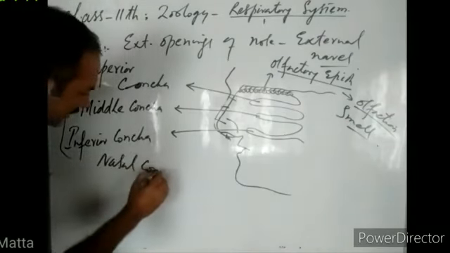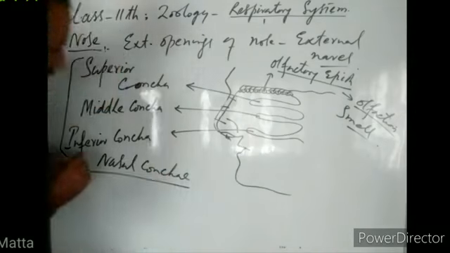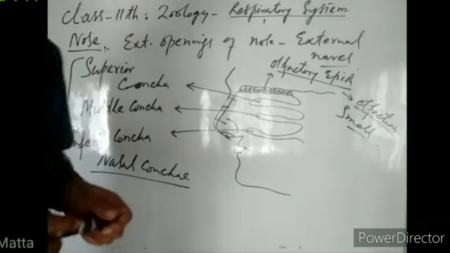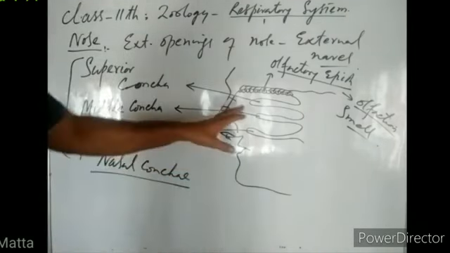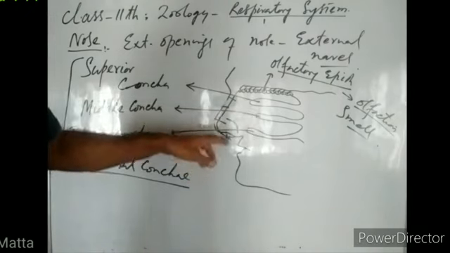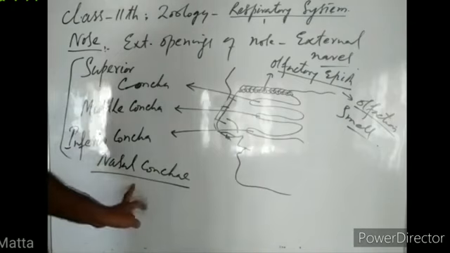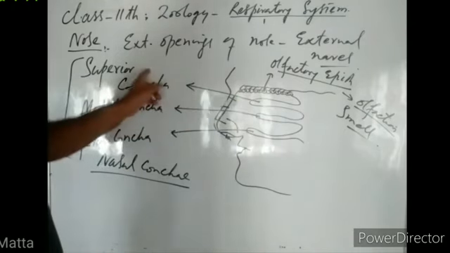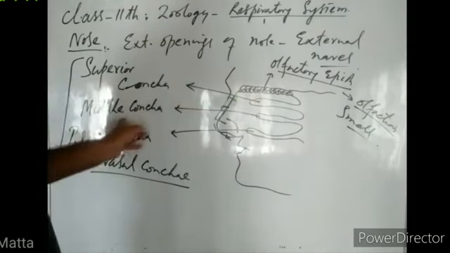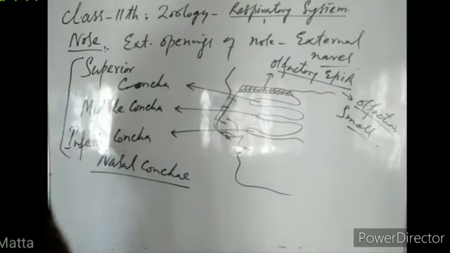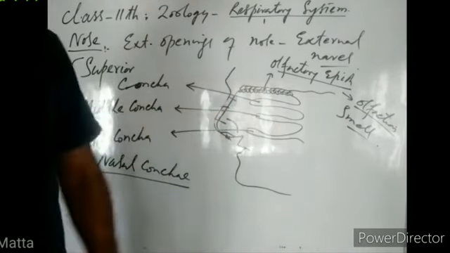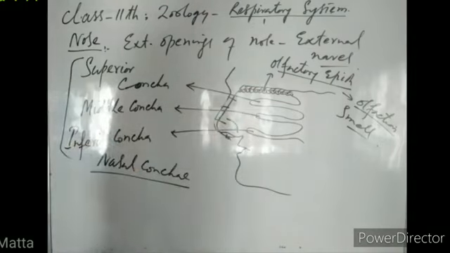These nasal conchae are present in each nasal chamber. In each nasal chamber there are three ridge-like structures, together known as nasal conchae. The uppermost is the superior concha, the middle one is the middle concha, and the lowermost is the inferior concha. What is the function of these nasal conchae in the nasal chambers?